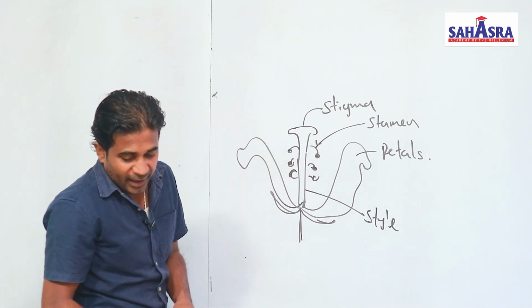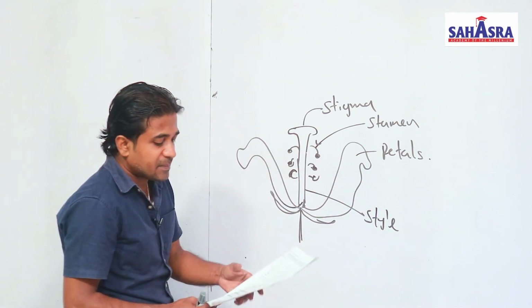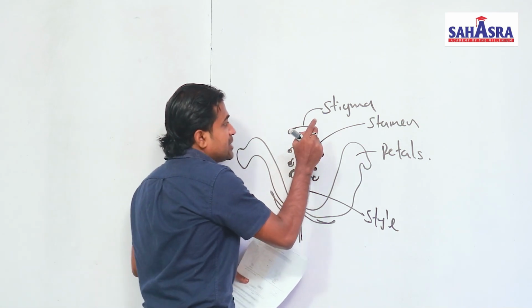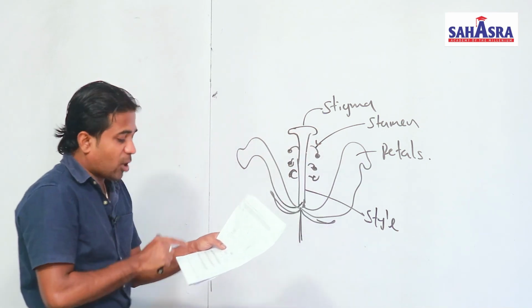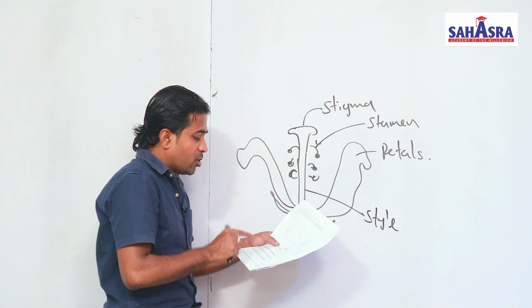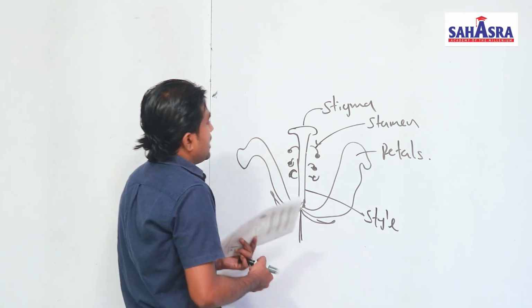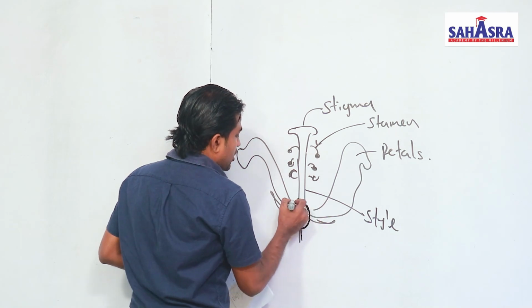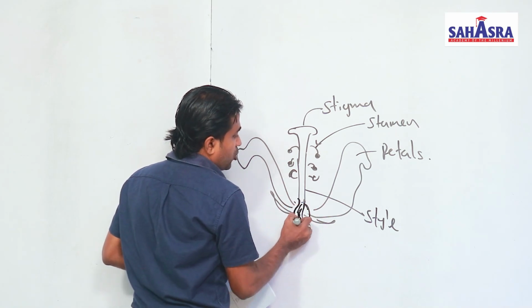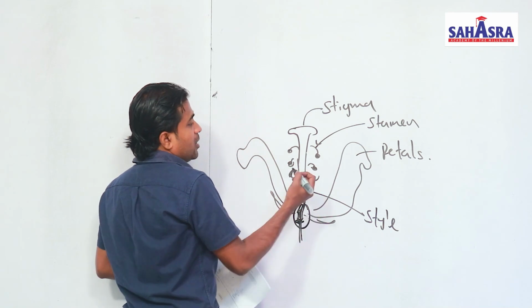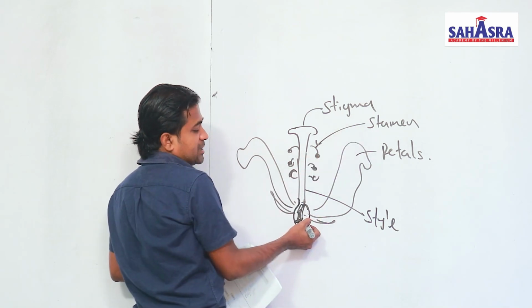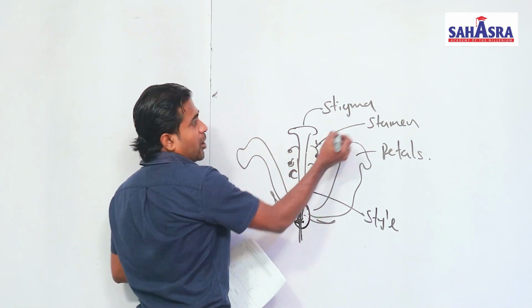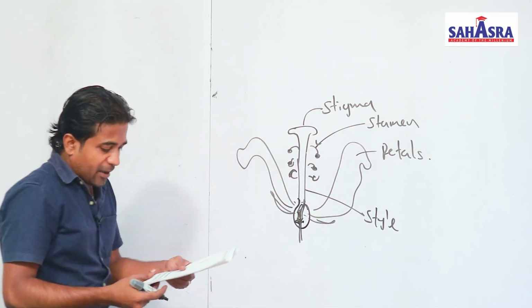So, the pollens are produced at the stamen. The answer here is not the ovary, not the petal, not the stigma, it should be the stamen. This is the ovary part. I didn't draw that previously. So, for the pollen, the ovary is not related. Pollens are produced on the stamen. Keep that in your mind.